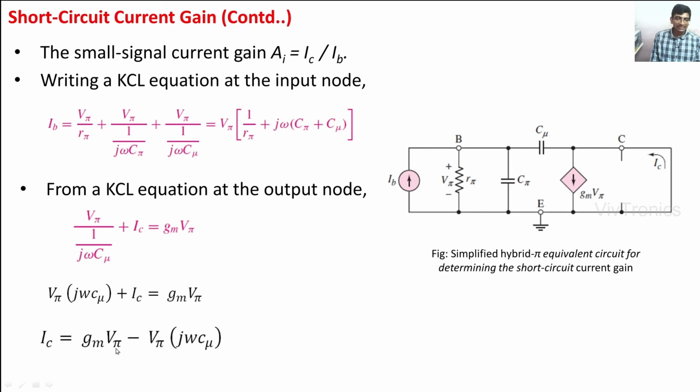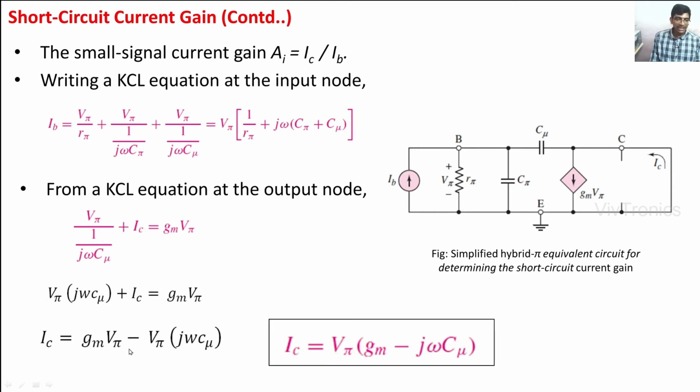IC is equal to Gm V pi. If we take V pi into j omega C mu to the right hand side, it becomes minus V pi j omega C mu. From this we can take V pi common from both terms. IC is equal to V pi into Gm minus j omega C mu. That is the output current equation. Here IC is the short circuited output current.